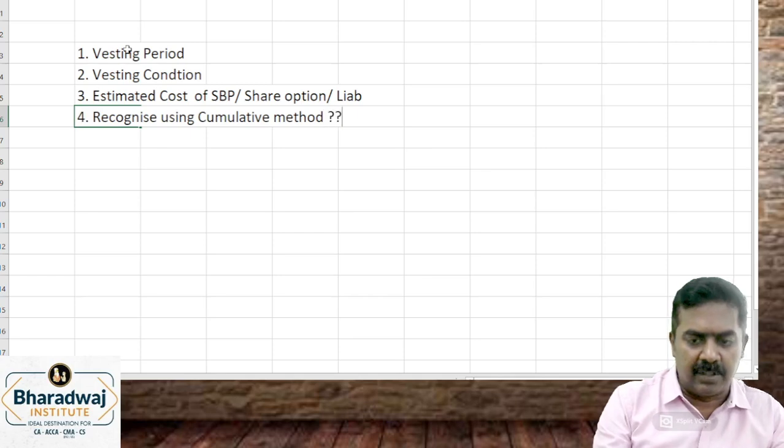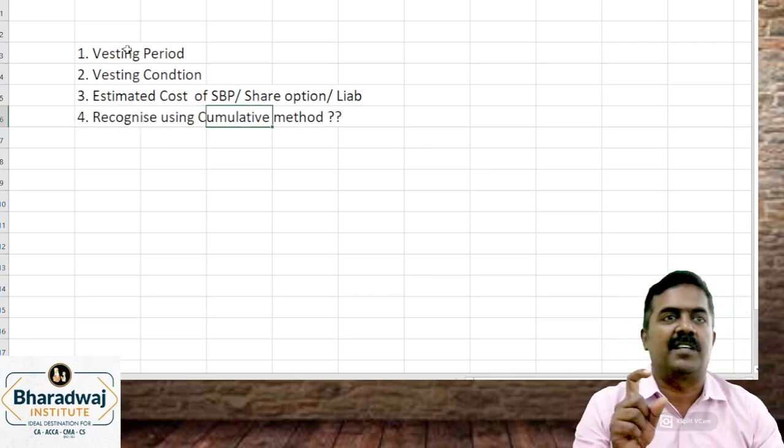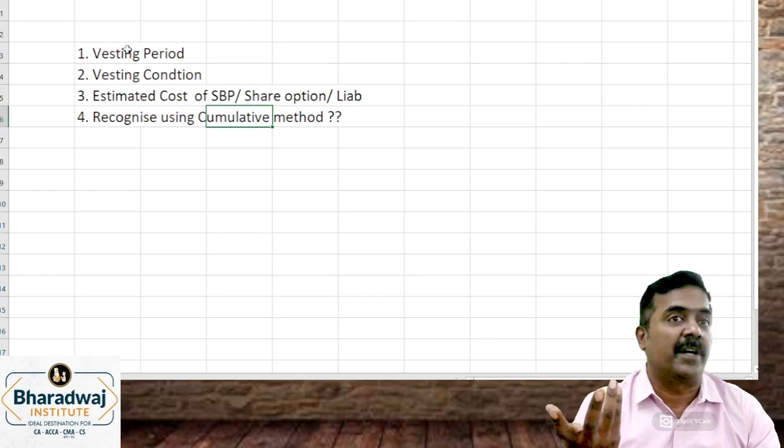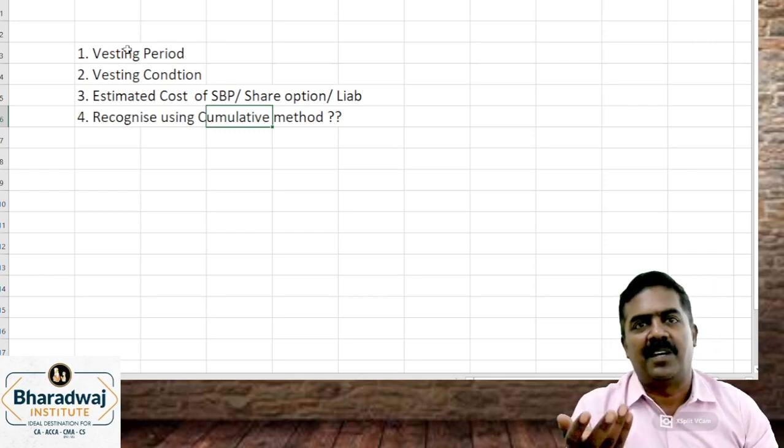Why cumulative method? Because year to year the number of employees will change. So estimate the first year, which may be 5 crore. Second year it may be 5.5 crore. Third year it may be 4 crore, like that. Always use the cumulative method.